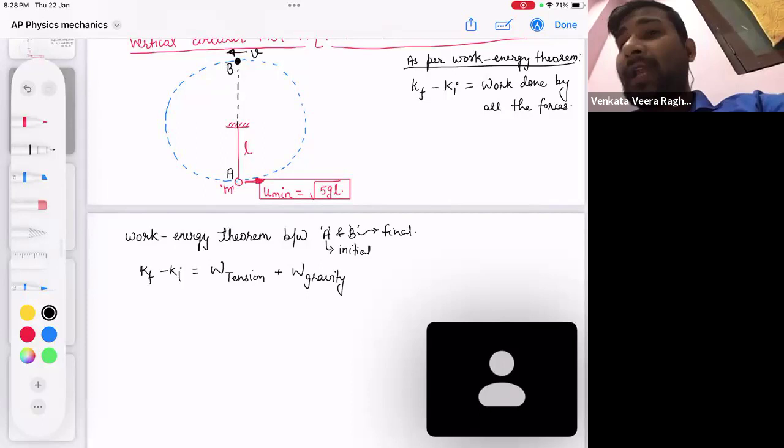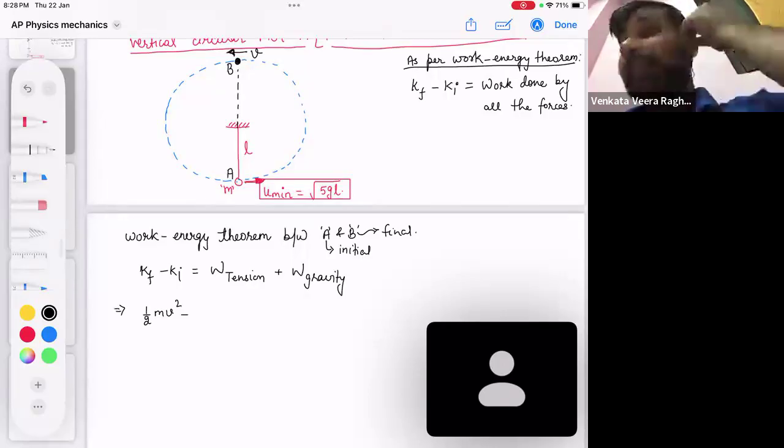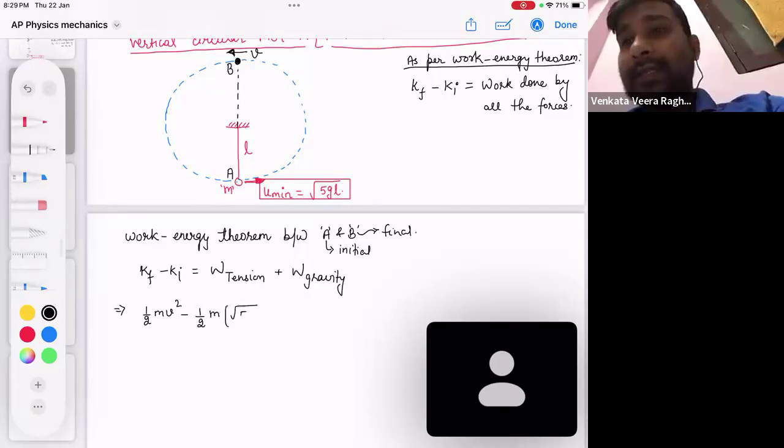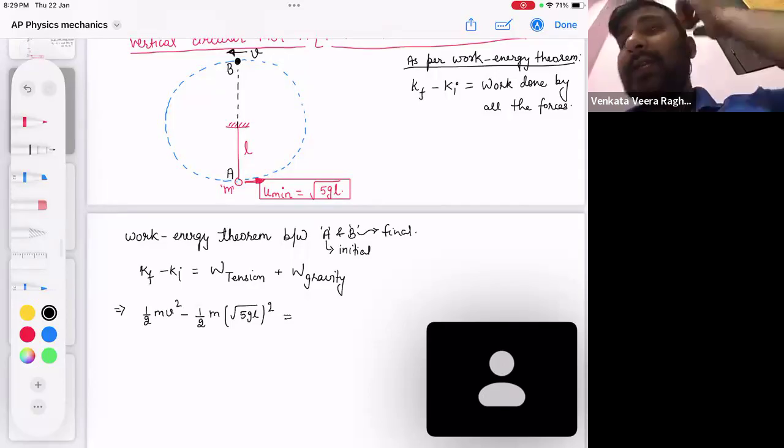So now tell me K final minus K initial. K final, how much will it come? Half mv square will come, isn't it? Kinetic energy of any particle is half into mass into v square, minus half, initial kinetic energy is how much? Half m into root 5gL square. Now tell me, what is the work done by tension? Can you tell me what will be the work done by tension?